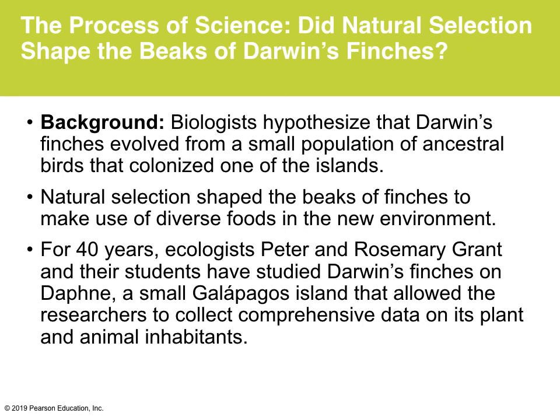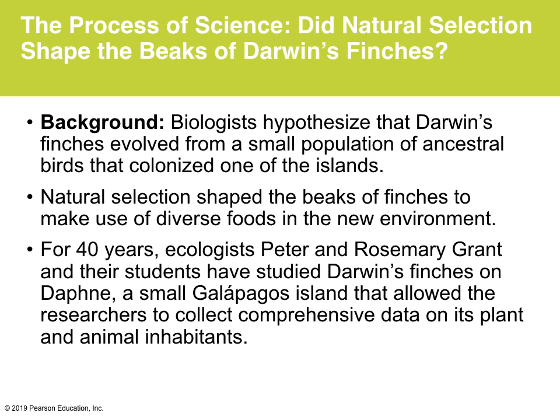Now, the process of science example they have here: did natural selection shape the beaks of Darwin's finches? Along with interesting lizards and tortoises on those islands are the very famous Darwinian finches. The finches on these different islands evolved into somewhat different forms. Again, we now realize they've adapted to the food sources on each of these islands. So biologists hypothesize that Darwin's finches evolved from a small population of ancestral birds that colonized one of the islands. Natural selection shaped the beaks of finches to make use of diverse foods in this new environment.